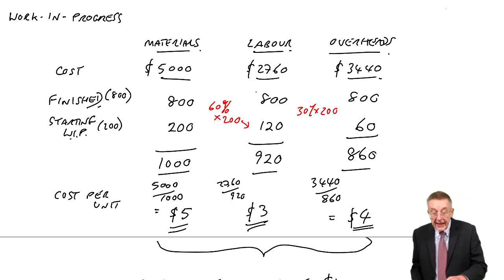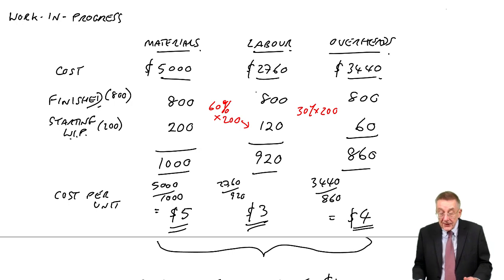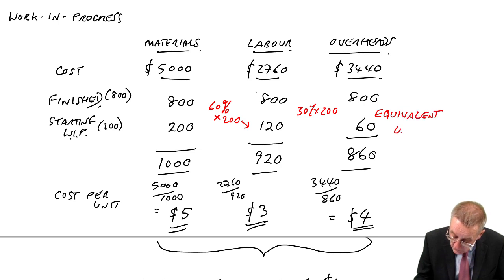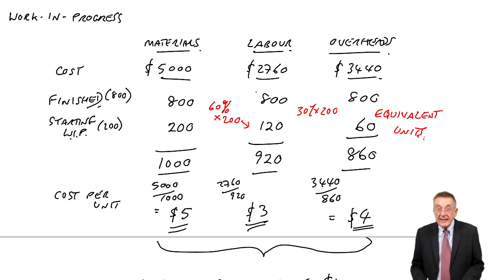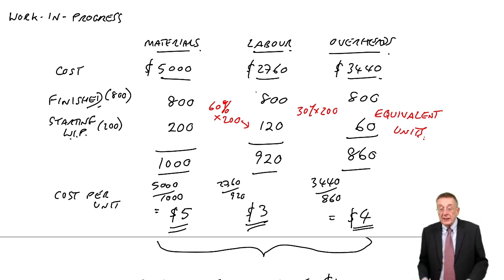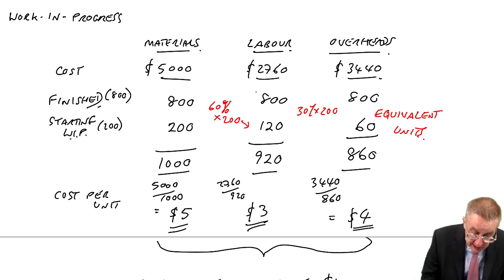This idea of saying 60% work on 200 units is equivalent to 120, 30% on 200 is equivalent to 60. We call these equivalent units. Obviously, we didn't make 60, it was 200, but 30% work is equivalent to 60. All right, well, now let's do our costings proper.